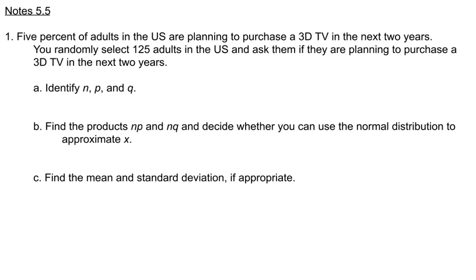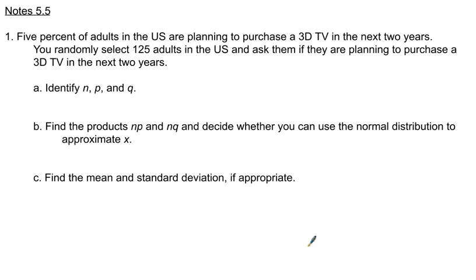So let's take a look at our first example. 5% of adults in the U.S. are planning to purchase a 3D TV in the next 2 years. You randomly select 125 adults in the U.S. and ask them if they are planning to purchase a 3D TV in the next 2 years. So first we want to identify n, p, and q.